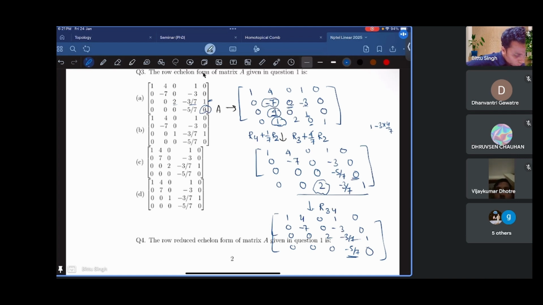So it matches with which option? It matches 0 0 2 minus 3 by 7 1 minus 5 by 7 0. It matches with option A. Is it -7, -3? Okay, it matches with option A. So the correct answer should be option A.